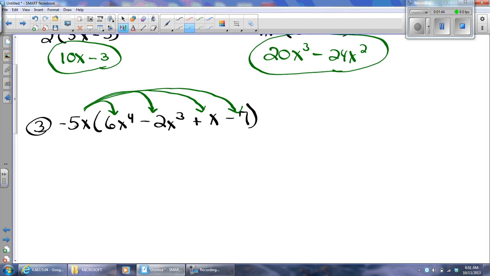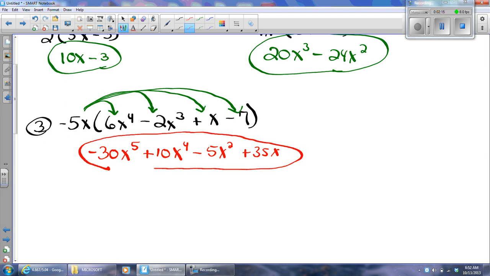So I've got a negative 5x times a 6x to the fourth. That would be a negative 30x to the fifth. Multiply 5 times 6, negative 5 times 6, and x to the fourth. Now I'm going to multiply negative 5 times negative 2, get a positive 10, and then I'm going to get an x to the fourth. Okay, minus 5x squared and plus a 35x. There you go. That is the big D word.